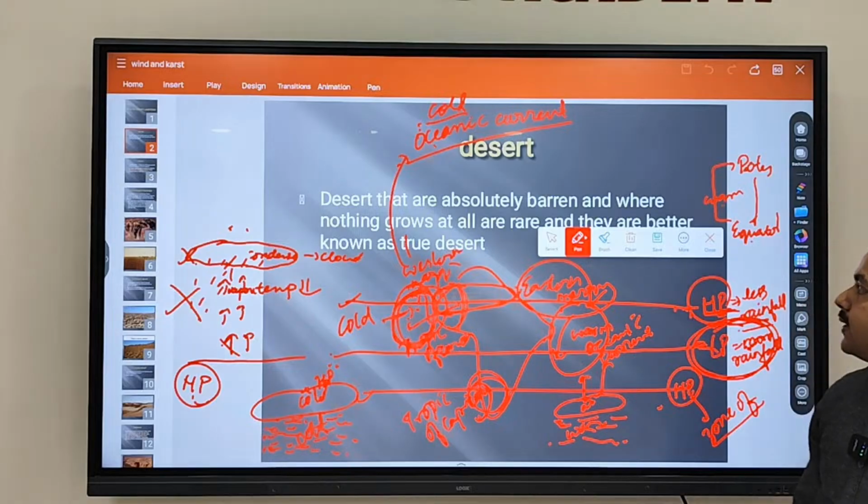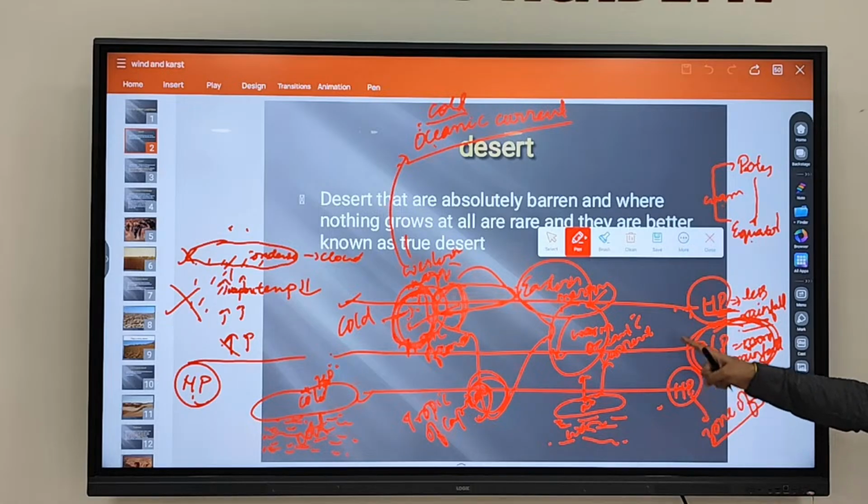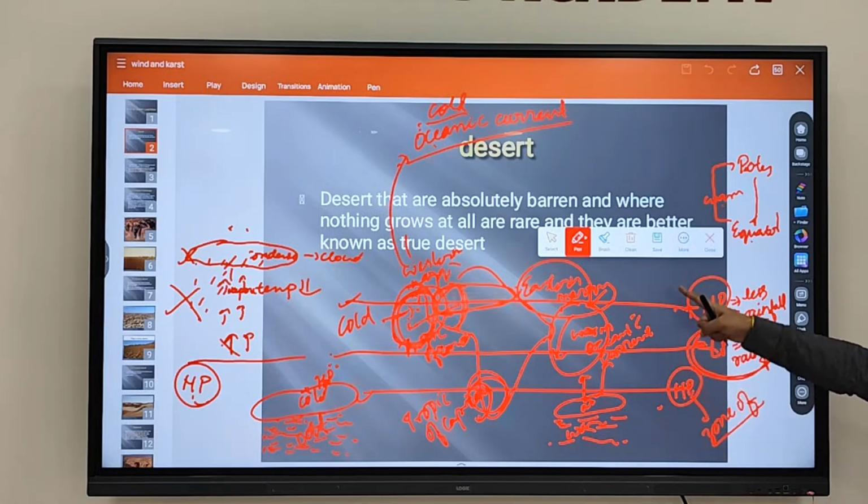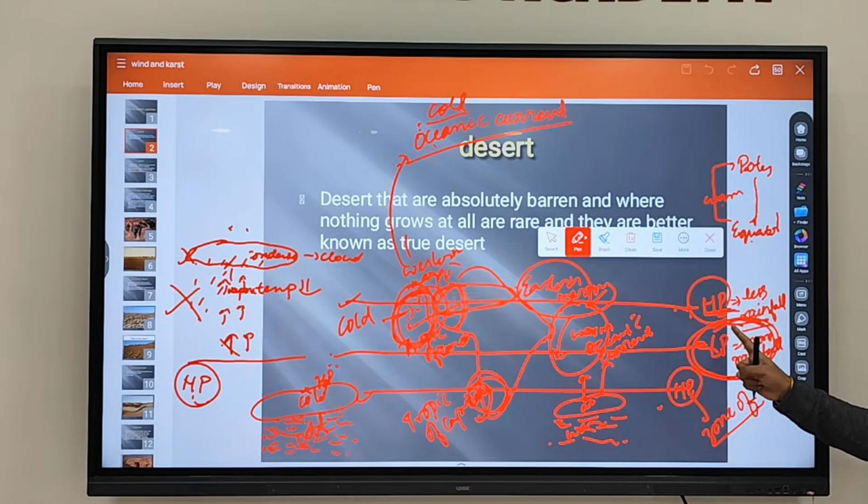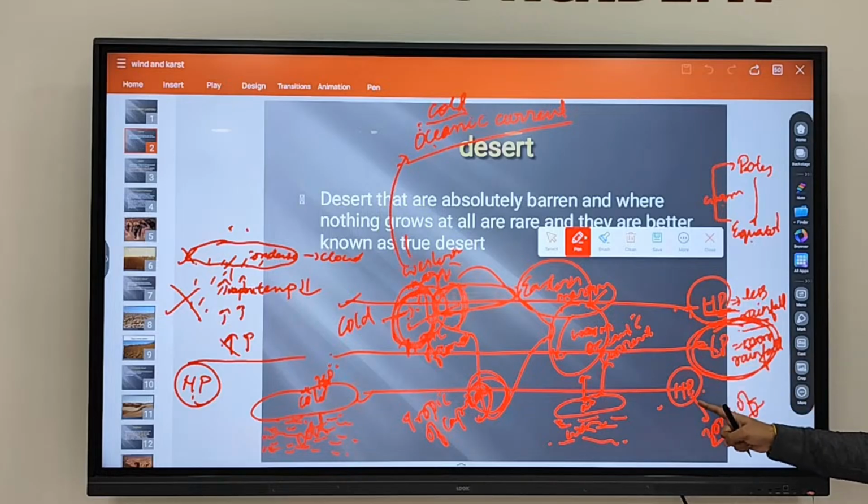So what is the reason why deserts are located on the western margin? Because of cold oceanic current. And why are the deserts located only on the tropics? They are located on the tropics because tropics are the zone of high pressure. Clear? So these 2 points you have to keep in mind.